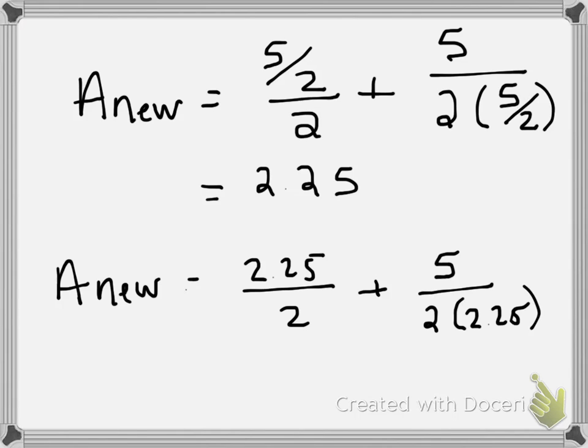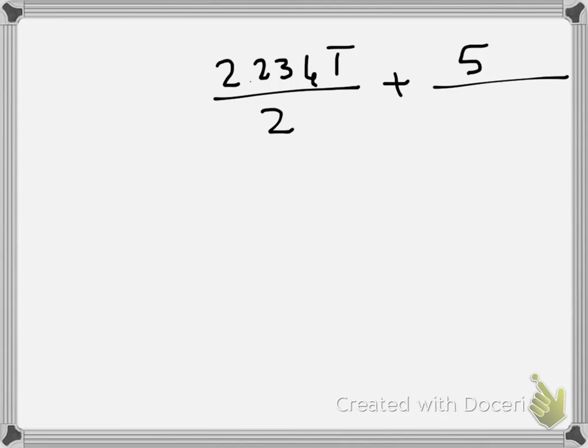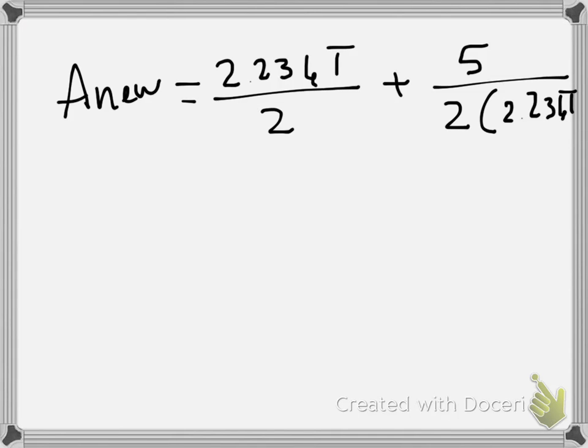Okay, I'll calculate that. And I get an answer of 2.2361111. Okay, so now what I would do is I would repeat the process one more time. So I would take that 2.2361 divided by 2 plus 5 divided by 2 times that number. And that'll give me my new value. So let me do that real quick. Divided by 2 plus 5 divided by 2 times that.